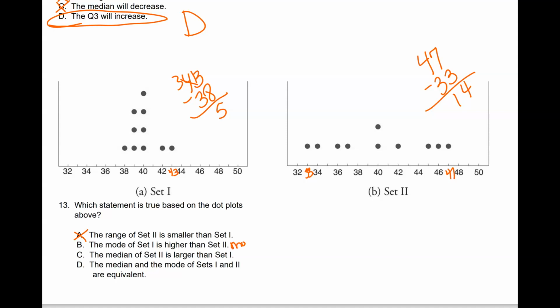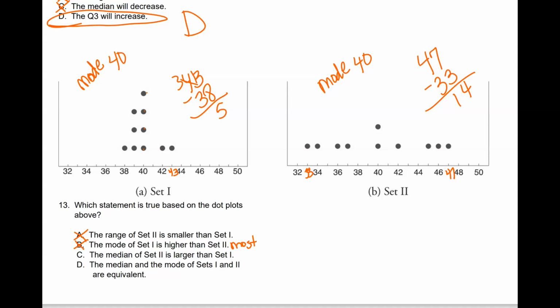B, the mode of set 1 is higher than set 2. Okay, remember that mode means most. So on set 1, our mode is 40, because 40 appears 4 times. Set 2, our mode is 40, because it appears 2 times, and that's still the most that it's occurred. Okay, so B is not true.